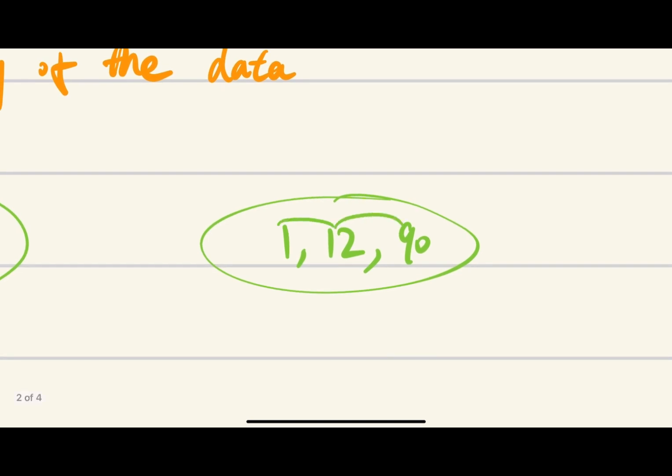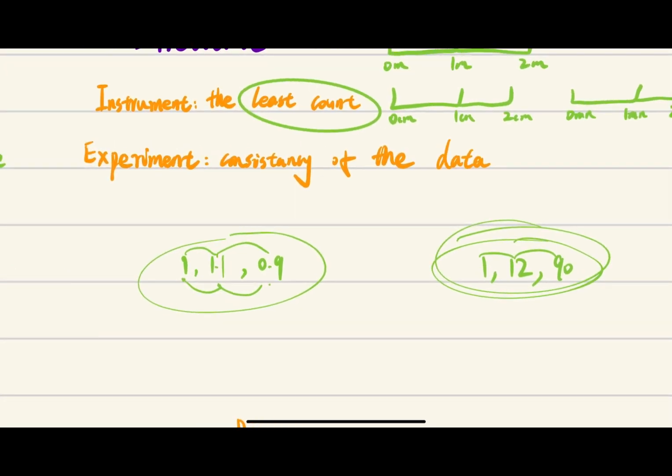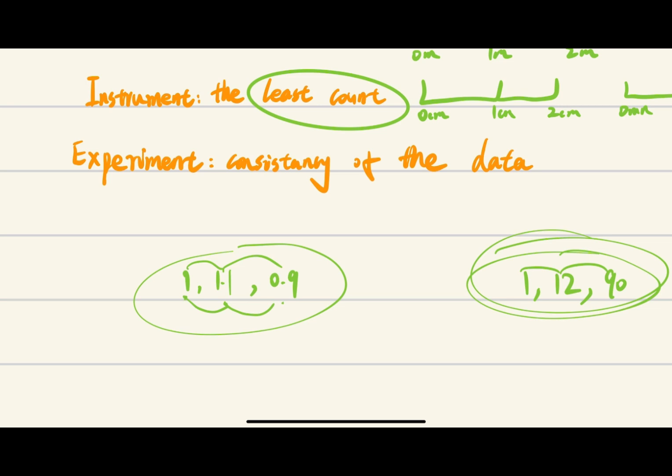So they are not consistent. So when you are doing your experiments, if you want to make your data really precise, your data have to be really consistent. So they have to be really close to each other.